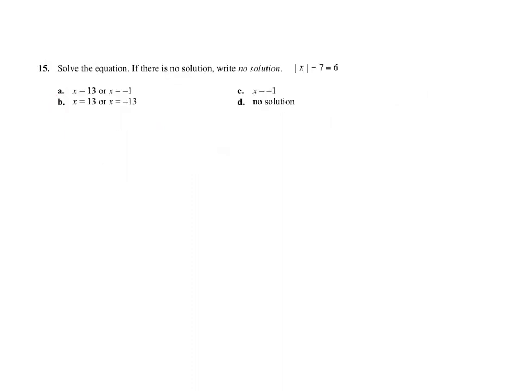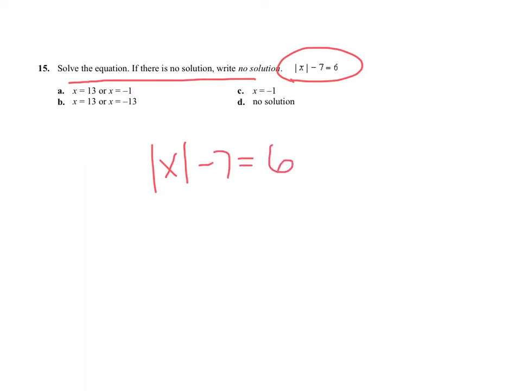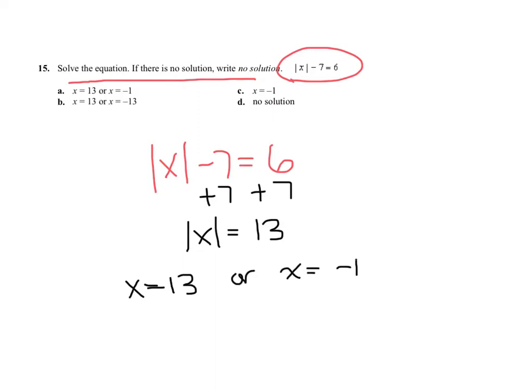Moving on. Solve the equation. If there is no solution, write no solution. So I've got absolute value x minus 7 equals 6. I'm going to get it by itself first, so I'm going to add 7 to both sides. That gives me absolute value of x equals 13. And now to solve this, I need to set 2 equations up. x equals positive 13 or x equals negative 13. So there were my 2 answers, and that would be letter B.